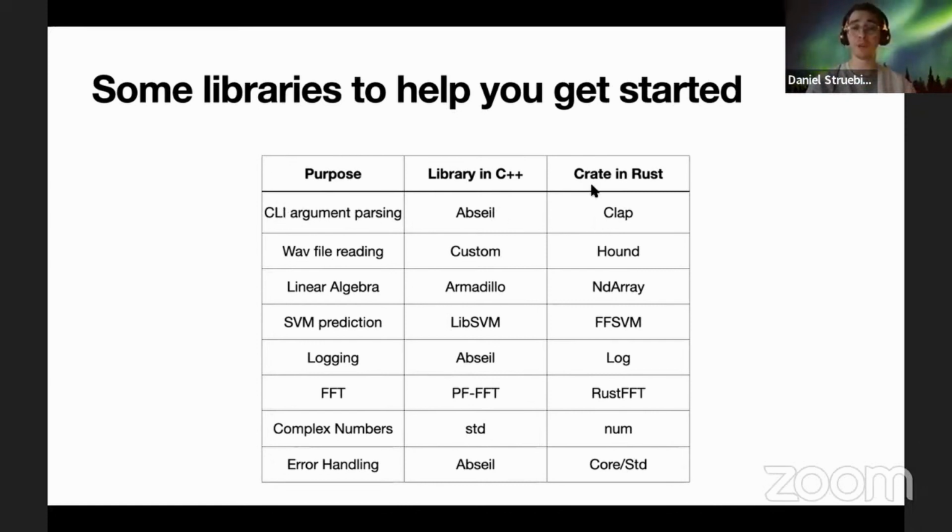The equivalent for that, the crate, that's the terminology in Rust for a library, is called CLAP, which stands for command line argument parsing. It's a very well used and well adapted library with great support, and takes a lot of headache away from you. There's Hound for wave file reading, which is something you pretty much always want to do. There are many very good, very performant FFT implementations.